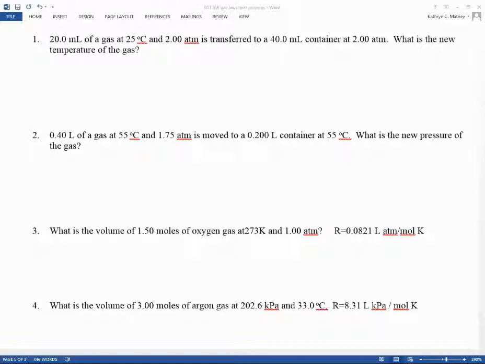Now, this one's not a direct or indirect relationship, so I can't just try to figure this out without plugging into the calculator. But what did you get when you plugged it into the calculator? 273 times 1.50 times 0.0821. 33.6, and the unit would be liters. Yes? Okay, last one.